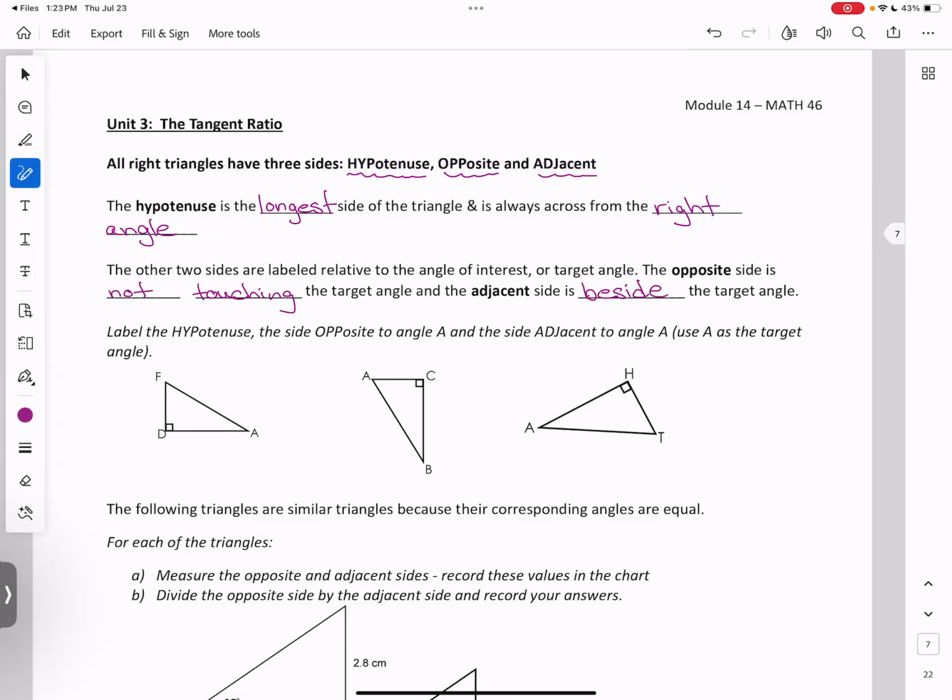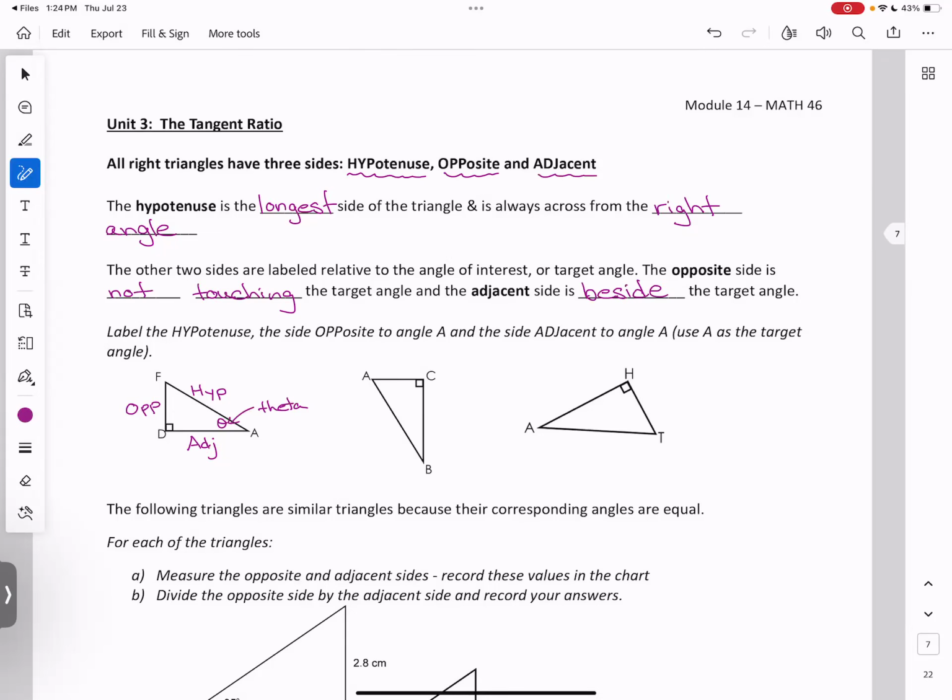Okay, so this asks us to label the three sides of our triangles according to angle A. So angle A is our target angle. Our hypotenuse is across from the right angle, so here it is here. The opposite side is going to be across from our target angle. I've used the symbol theta, which we often use to talk about our target or unknown angle. So opposite is going to be over here then. And then adjacent is going to be this side right here, so it's touching our angle of interest and it's not the hypotenuse.